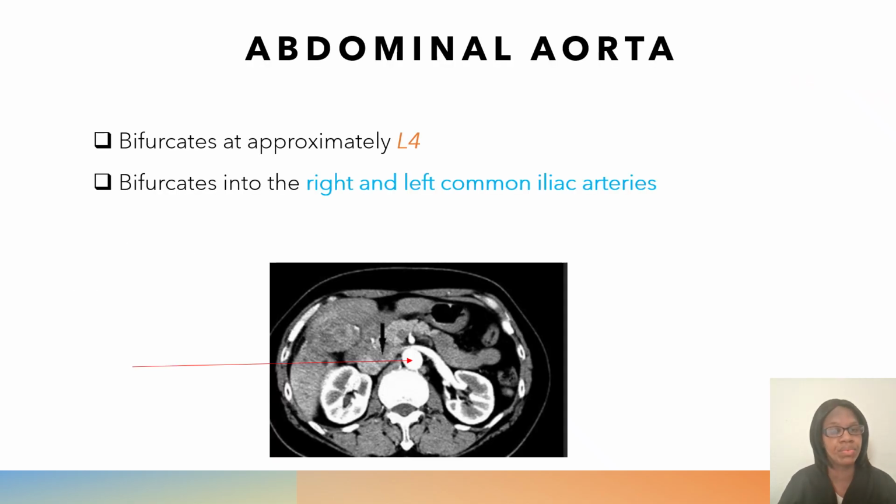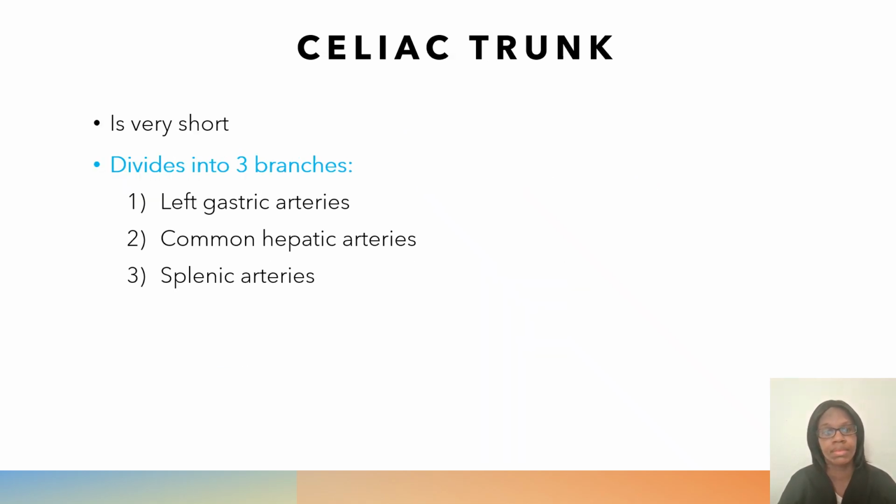All right, so now we will talk about the abdominal aorta, which is going to bifurcate at approximately L4, and it does bifurcate into the right and left common iliac arteries.